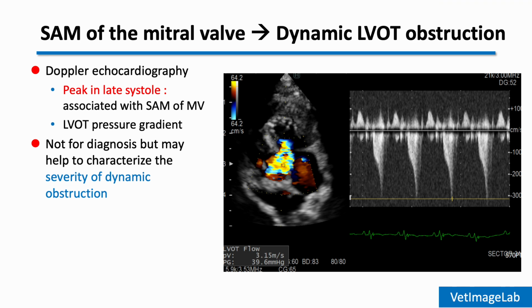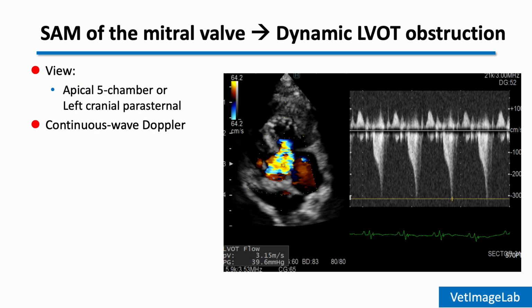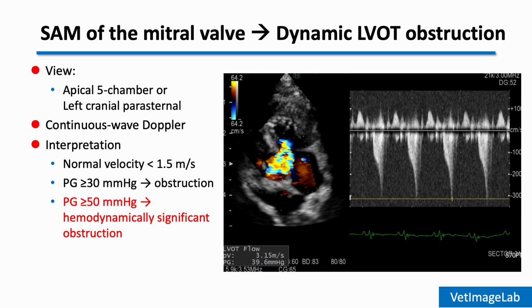When the dynamic LVOT obstruction is detected, we can further evaluate its severity by measuring the pressure gradient across the narrowed LV outflow tract using Doppler echocardiography. Using continuous wave Doppler, we can measure the maximal velocity of systolic flow across the narrowed LVOT, and the pressure gradient is automatically calculated. In general, when the pressure gradient exceeds 30 millimeters of mercury, it indicates the presence of obstruction. If the pressure gradient reaches or exceeds 50 millimeters of mercury, we consider it hemodynamically significant.